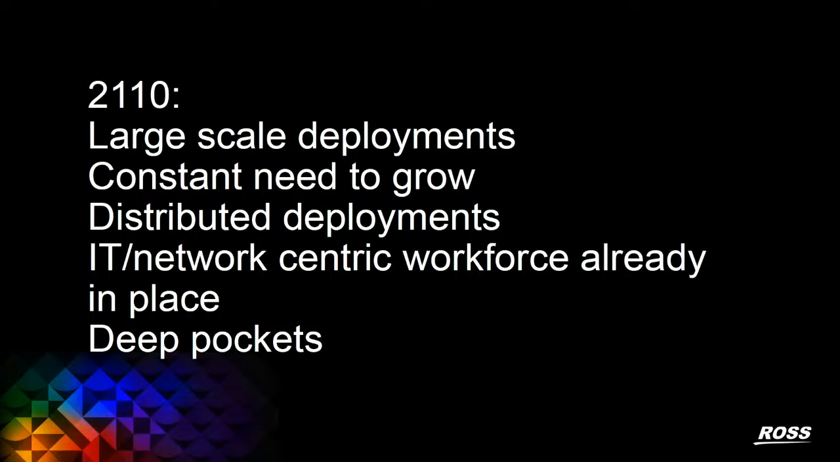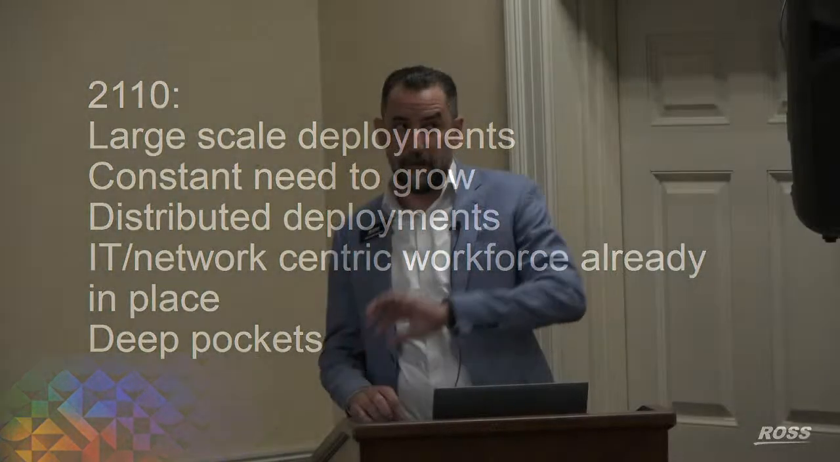A constant need to grow is a great reason for 2110. We don't know how big this system is going to get. I may be adding a campus and adding a whole other contribution network over here that I need to plan for that may or may not come. So it could come one day in a distribution, right? So this is going to be like, I have a control room centralized here, but then I've got a studio on this building on the campus, another building over here.